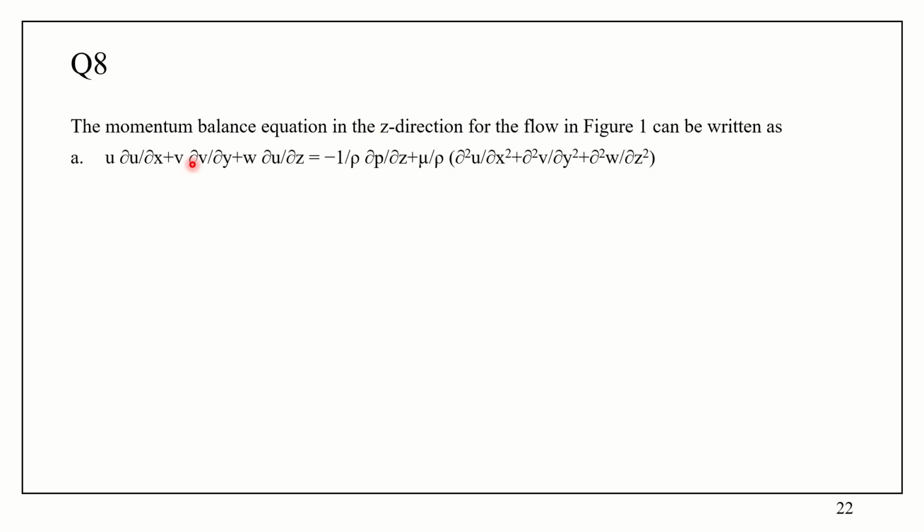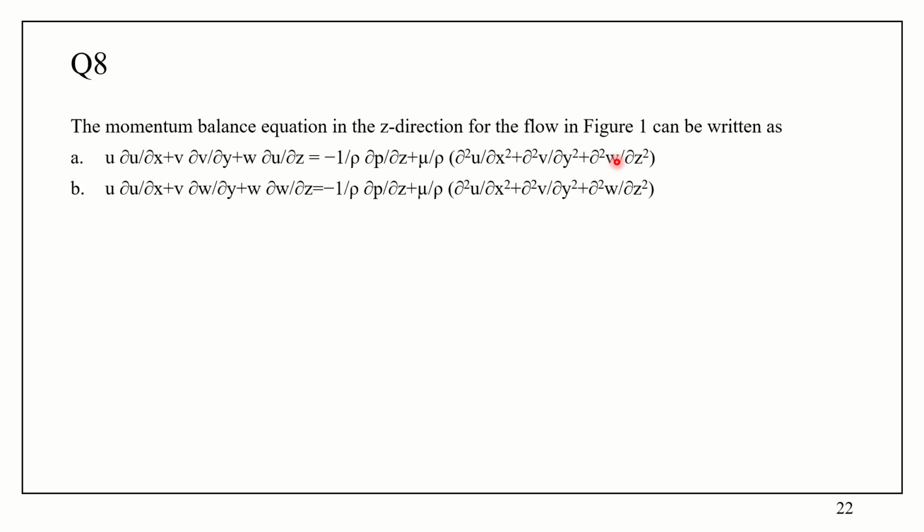Option A, u into dou u by dou x plus v into dou v by dou y plus w into dou u by dou z equal to minus 1 by rho dou p by dou z plus mu by rho into dou square u by dou x square plus dou square v by dou y square plus dou square w by dou z square. That is option A.